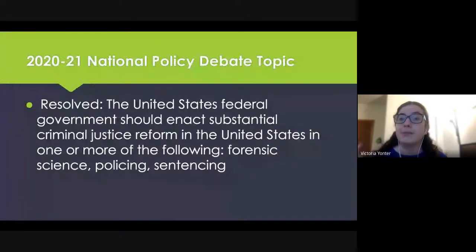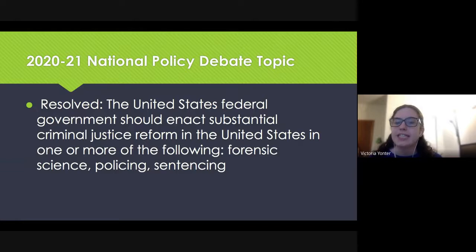So what does the topic look like? We'll start with the topic of this year, which is: Resolved: the United States federal government should enact substantial criminal justice reform in the United States in one or more of the following: forensic science, policing, and sentencing. All debate topics start with "resolved," which just means you should do something, and then it goes on to the United States federal government. So this is about broad United States policy. And then it says it should do something.